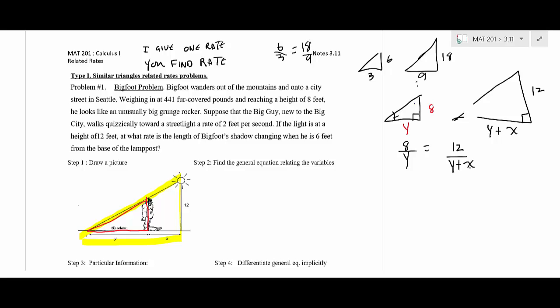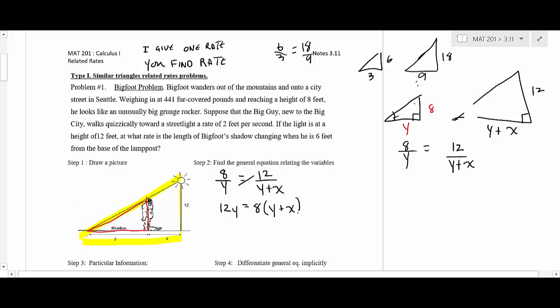Now, those are similar triangles, and that's a big deal on these related rates problems, some of them. So let's write that down, and let's go ahead and solve this equation for y then. Okay, we're going to cross multiply. The simplest way to do that is just cross multiply. So I'm going to go ahead and have you do that. So that would be 12 times y is equal to 8 times y plus x, like that.